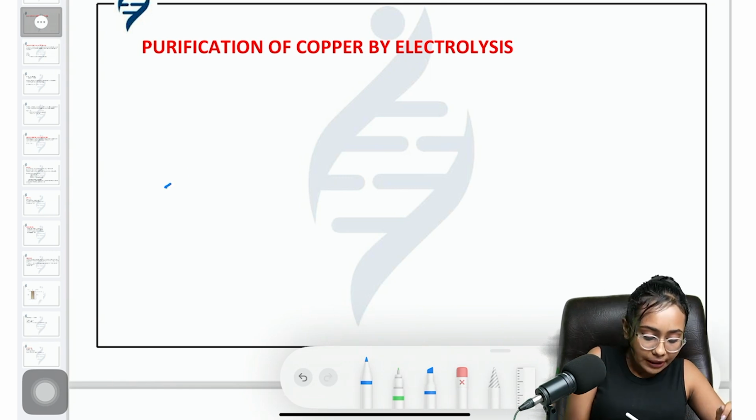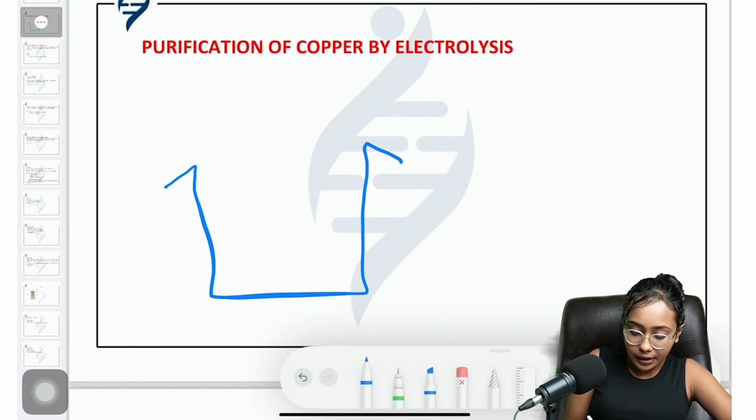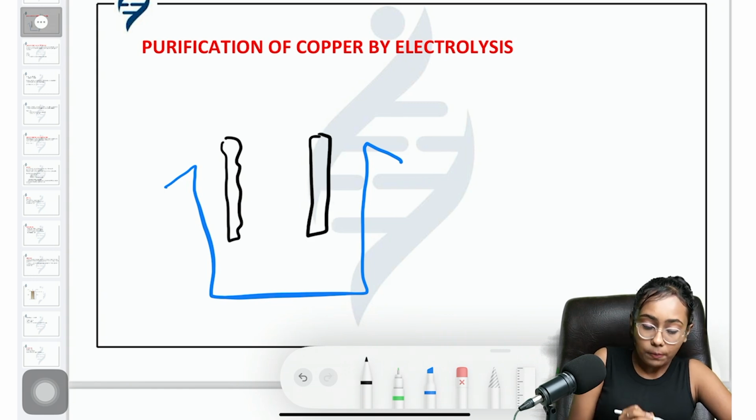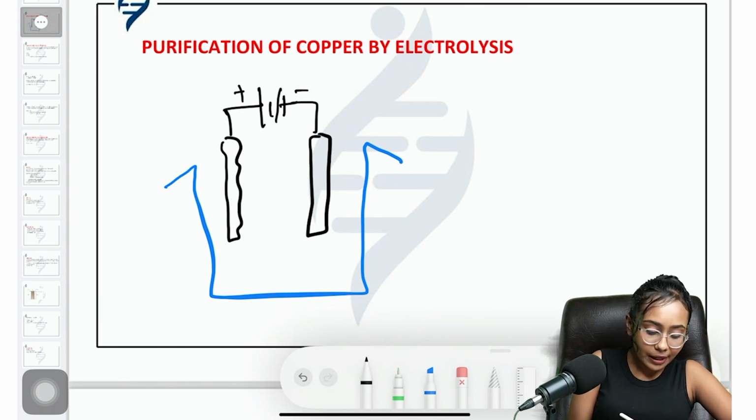So consider a beaker. I have two electrodes here. This is the impure copper. This is the pure copper, and both are connected to a battery. This is the positive terminal of the battery, and this is the negative terminal of the battery.